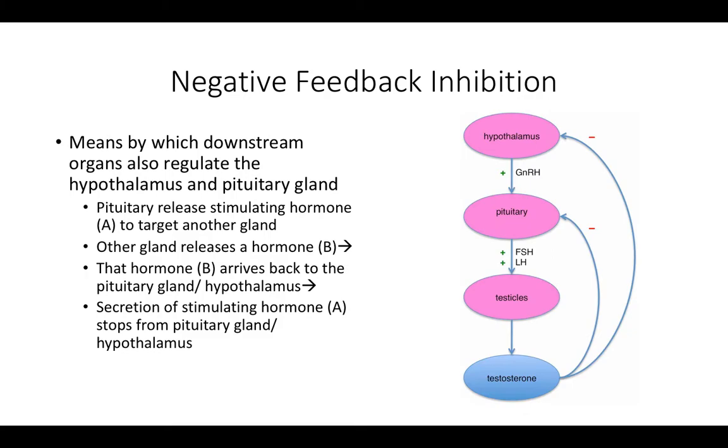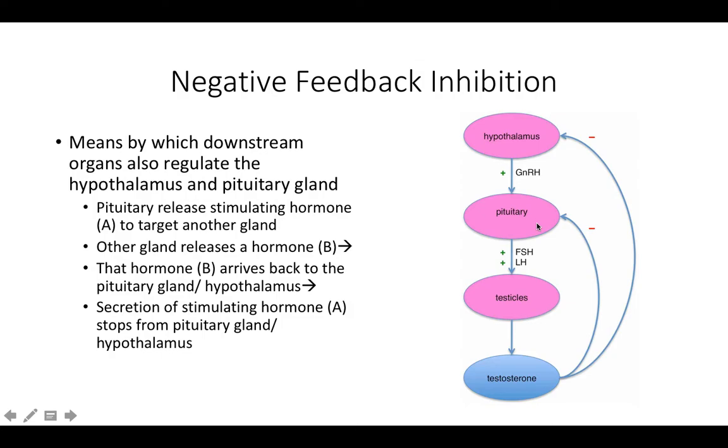Okay, so now we're going to talk about feedback loops, starting with negative feedback inhibition. This is basically just a way that our downstream organs, like the testicles, can moderate or regulate the activity of these upstream organs like the hypothalamus and the pituitary gland. So not only do the hypothalamus and pituitary gland control all of these downstream organs, but these downstream glands also have some influence on the hypothalamus and pituitary glands.